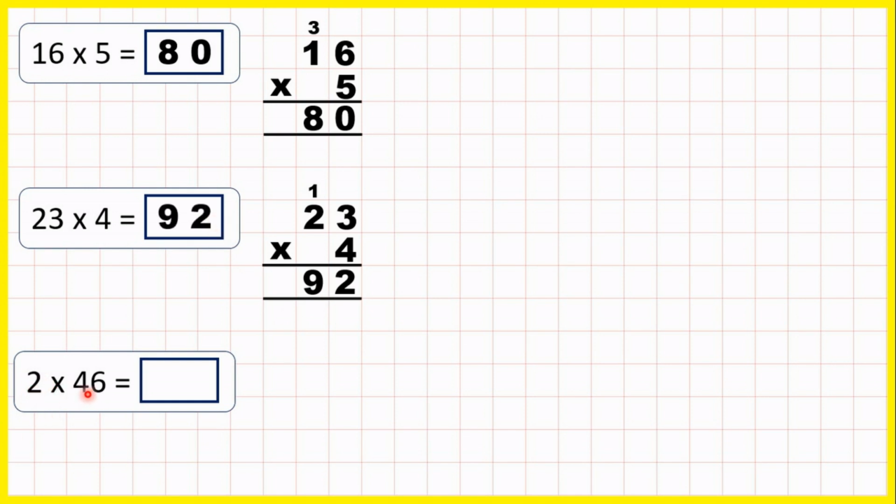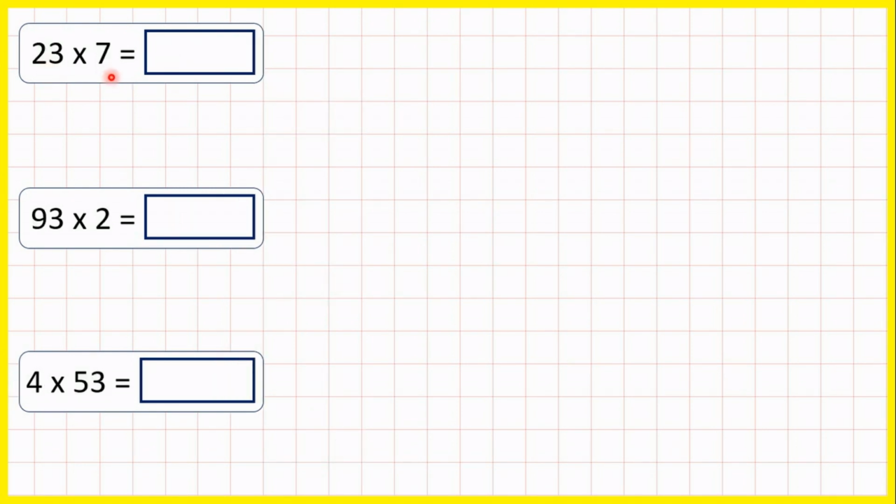Now we have 2 times 46. But we still set the question out in the same way. We still have our larger number, our 2-digit number, on top, because remember with multiplication, order doesn't matter. Now 6 times 2 is 12, so 1, 2, and 4 times 2 is 8, plus 1 is 9, so 2 times 46 is 92.